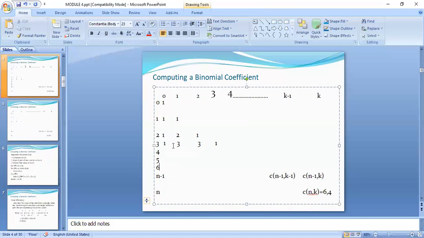So here the binomial coefficient values will be stored in a table, and from the table we need to take the values. Okay, is it clear?